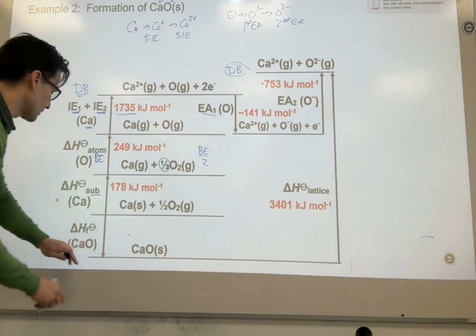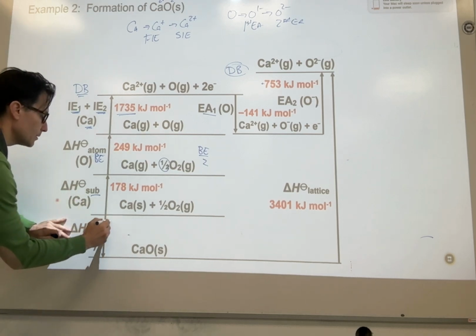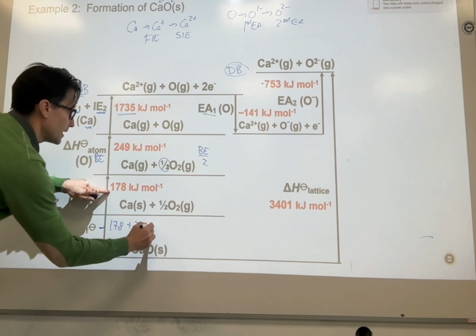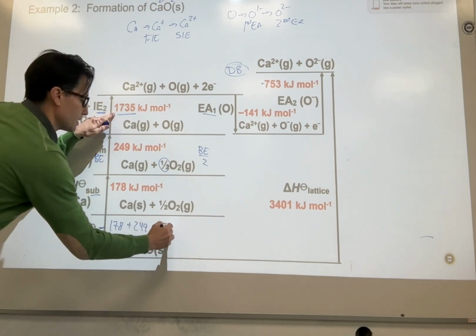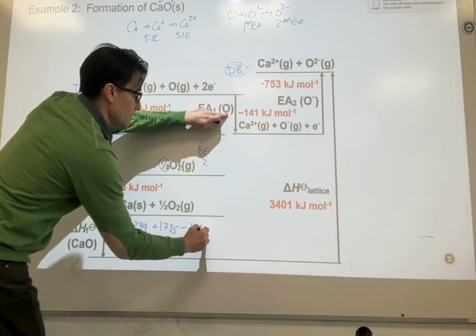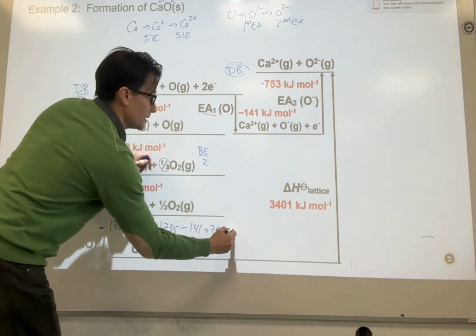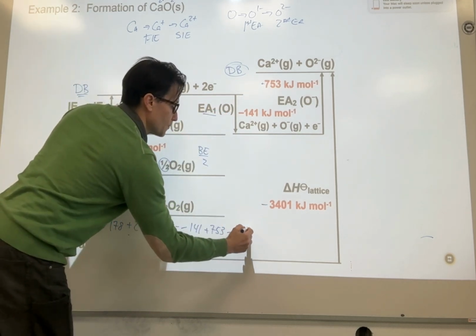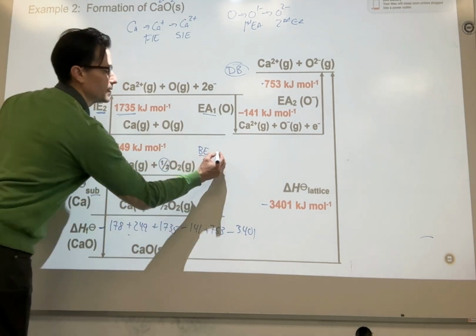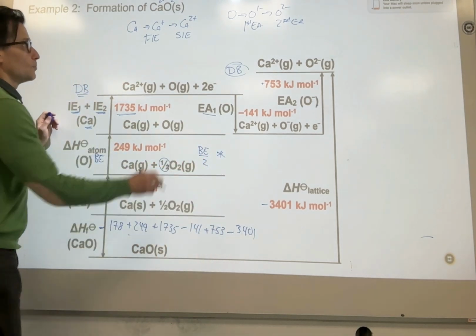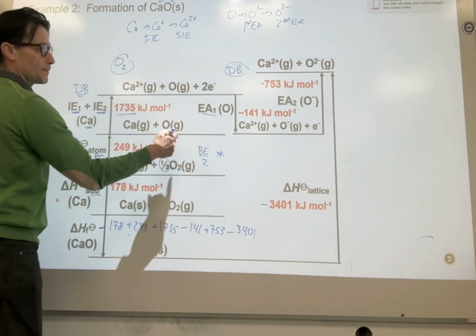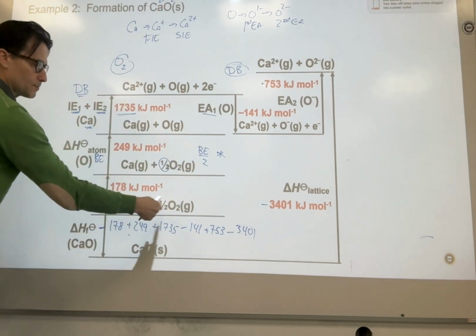So how would we get this enthalpy right here? This would be equal to 178 plus 249 plus 1735 minus 141 plus 753 minus 3401. Whatever all of that gives is here. The only catch being this. We only need 1 oxygen and it comes in pairs, right? So you need 1/2 of the bond enthalpy for oxygen. But the balanced reaction gives it to you.